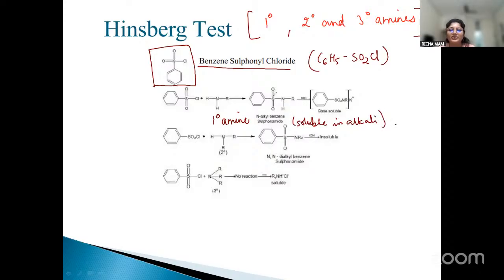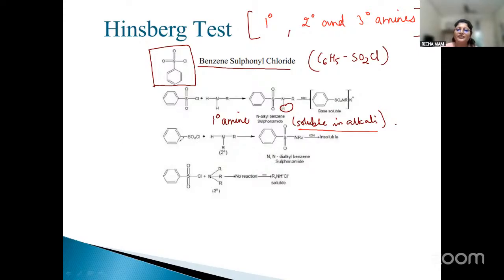So what is happening here? You can see the hydrogen atom which is attached to the nitrogen in the sulfonamide. This is strongly acidic because of the presence of a strong electron withdrawing group. Because of that, it is soluble in alkali. So this will be the first test with Hinsberg reagent.